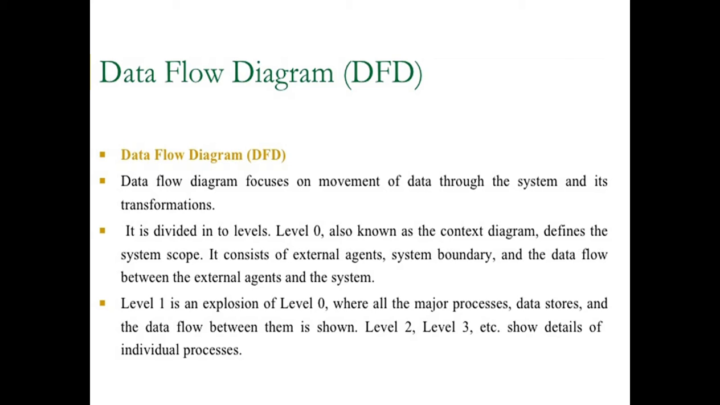The level 0 is known as the context diagram. This is the base diagram. It defines the system scope. It consists of external agents, system boundary, and the data flow between the external agents and the system. Next is level 1. Level 1 is an explosion of level 0.